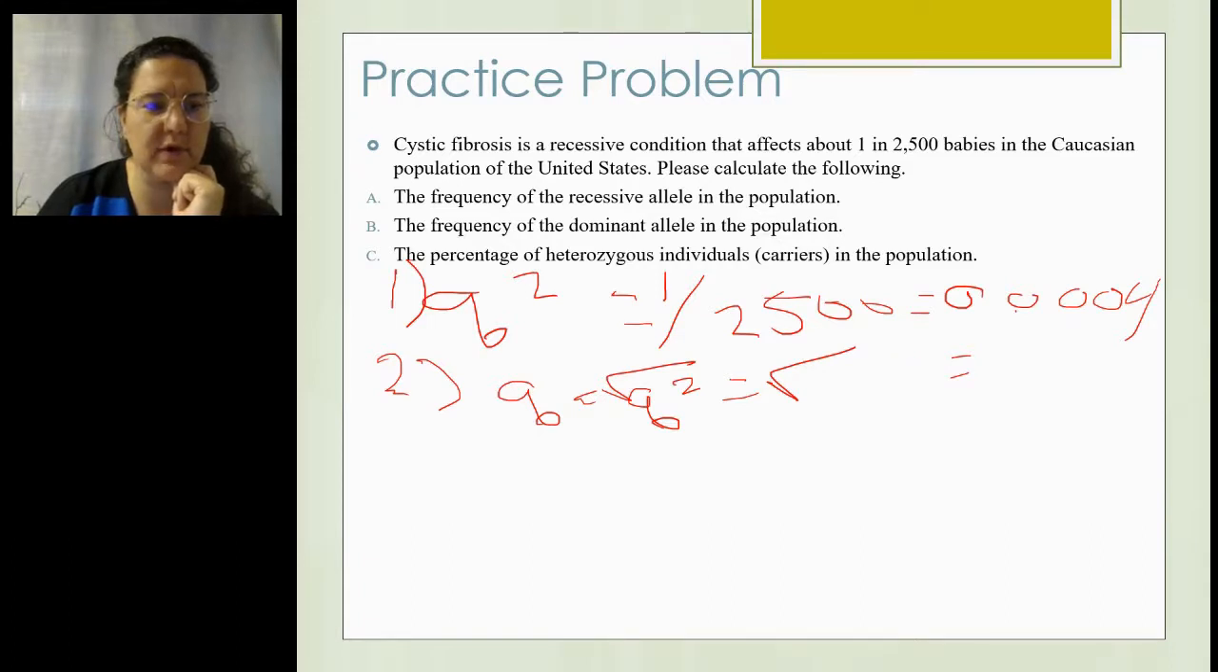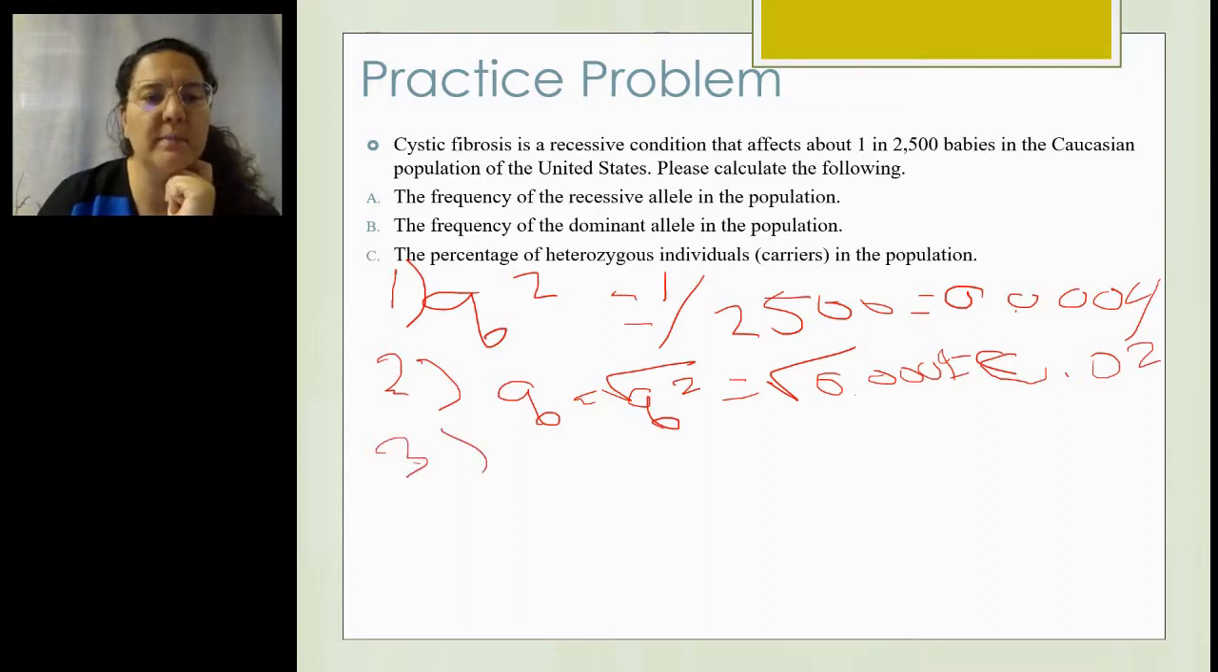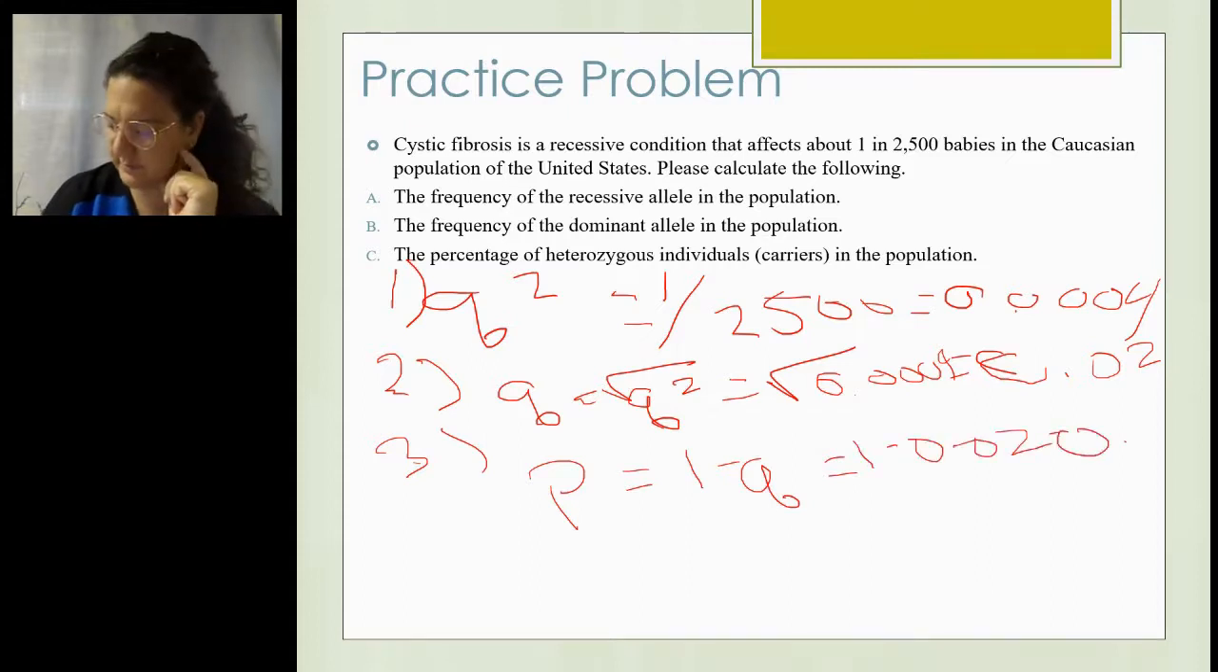It's equal to the square root of our Q squared, which is 0.0004, which is equal to 0.02. So that is Q. Now, our third step, we can find P. So P is going to equal 1 minus Q. So 1 minus 0.02 is equal to 0.98.